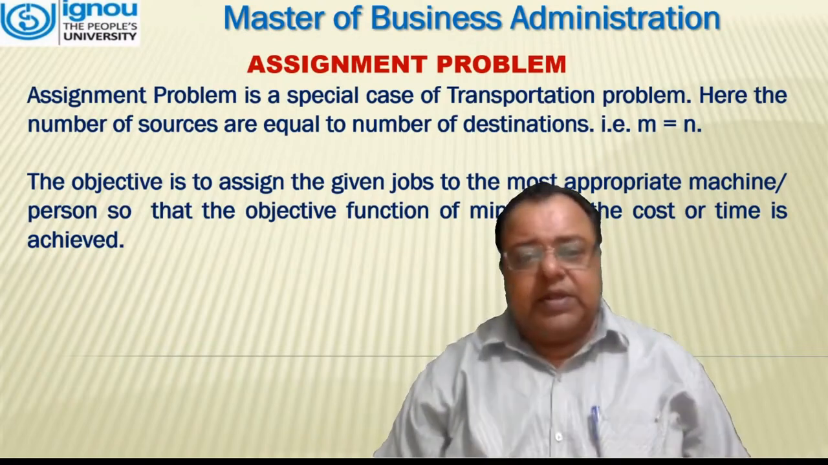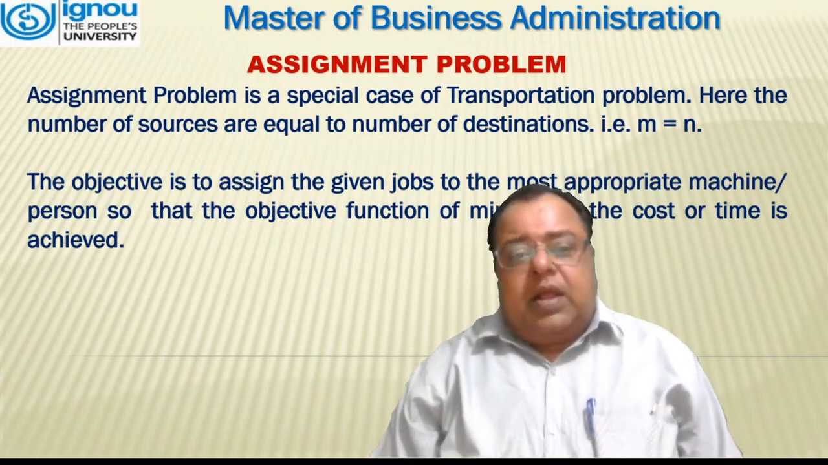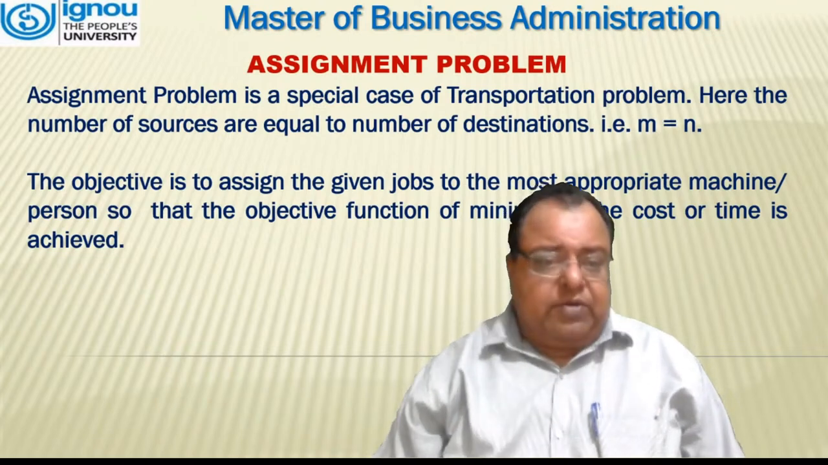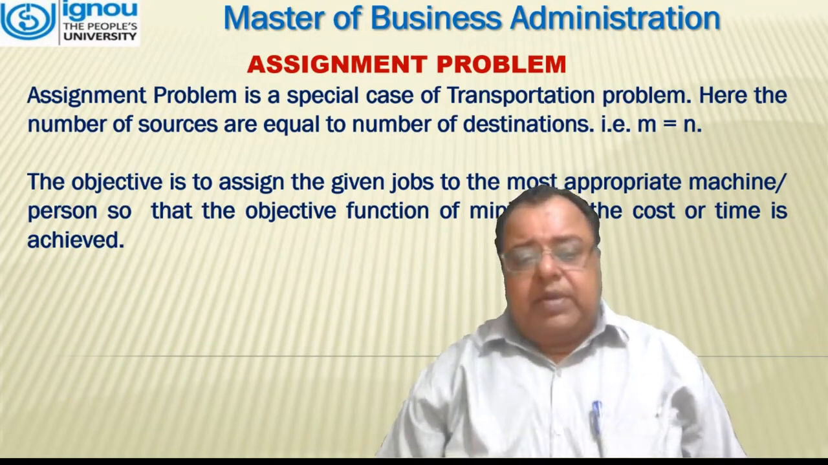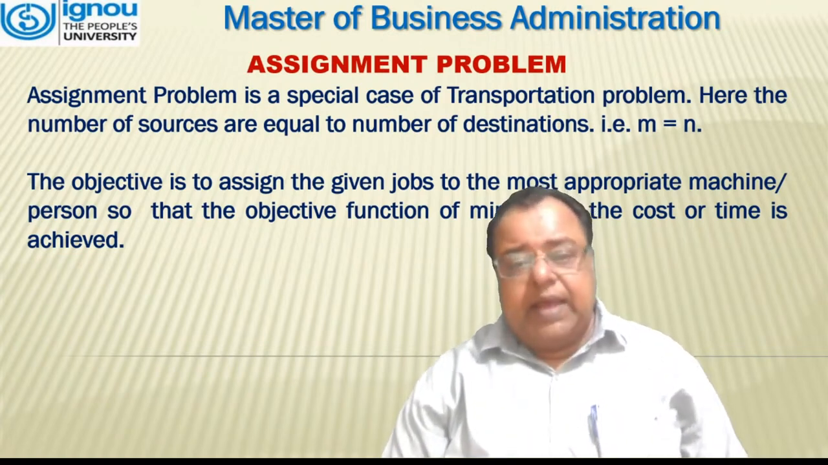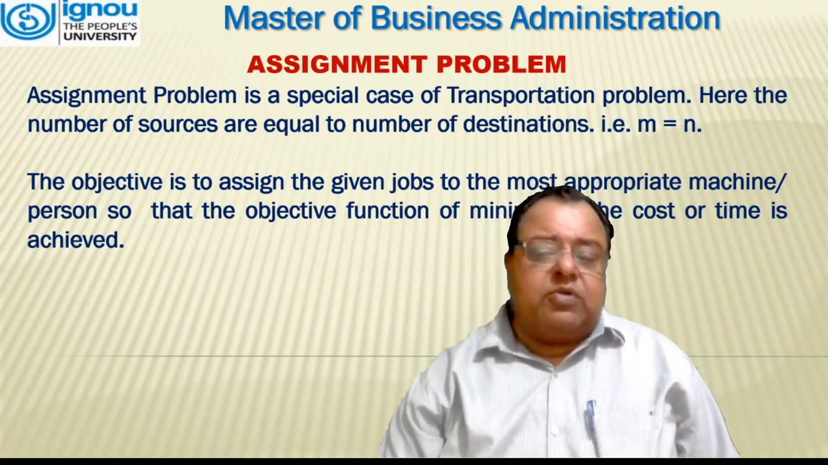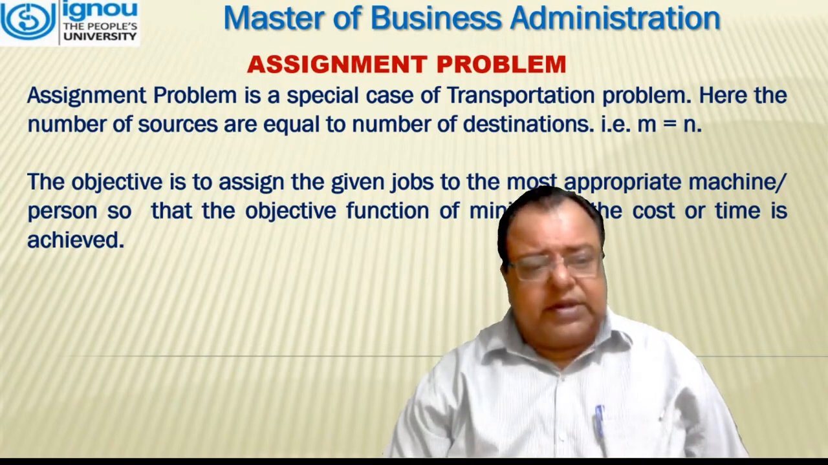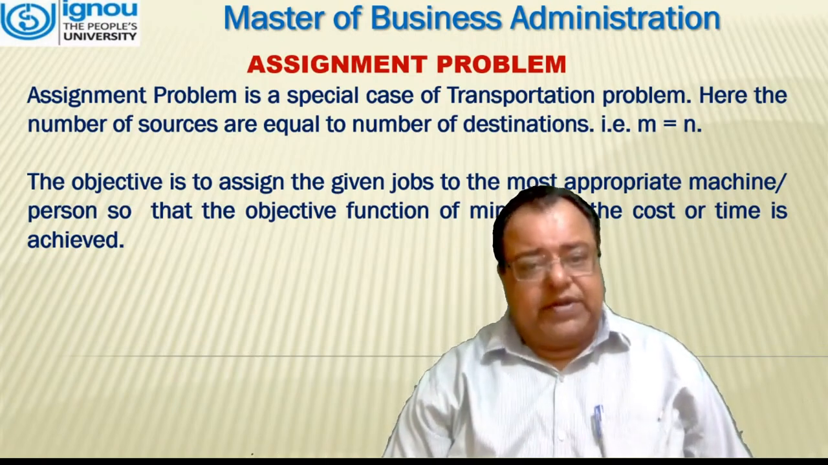We will be continuing with transportation and assignment problem. In our last session, we had an introduction and some problems related to the transportation problem. Today, we will start with the assignment problem. Assignment problem is a special case of transportation problem. Here, the number of sources is equal to the number of destinations, that is, M is equal to N. The objective is to assign the given jobs to the most appropriate machine or person so that the objective function of minimizing the cost or time is achieved.